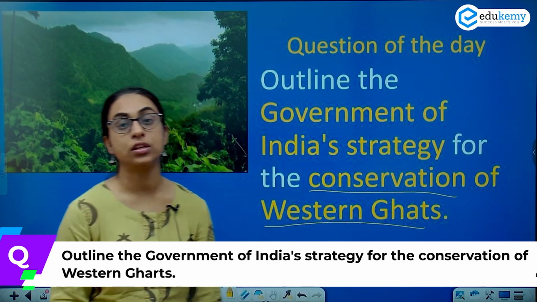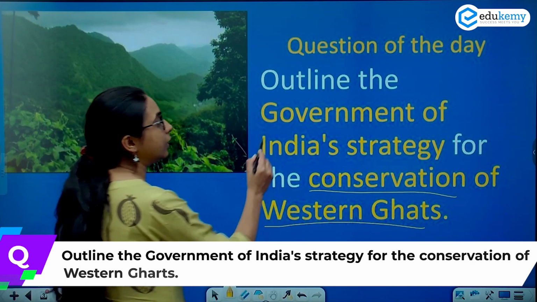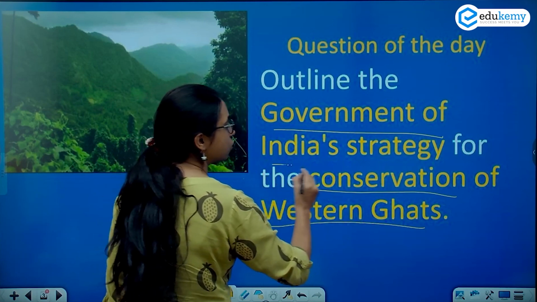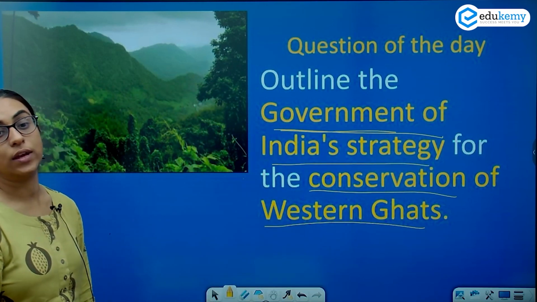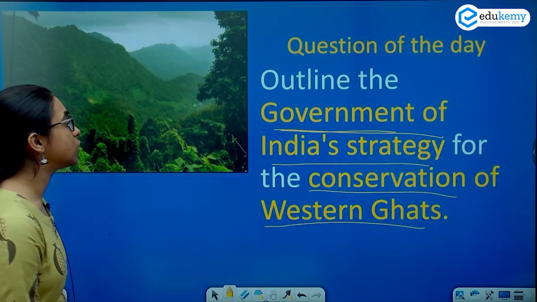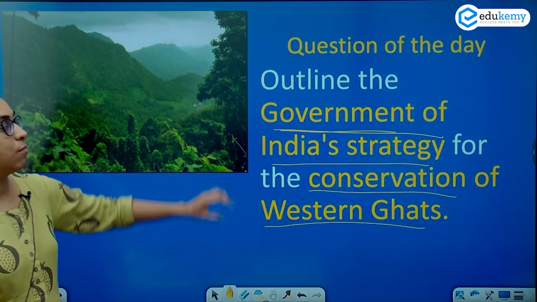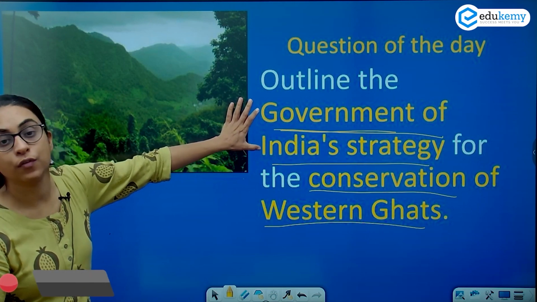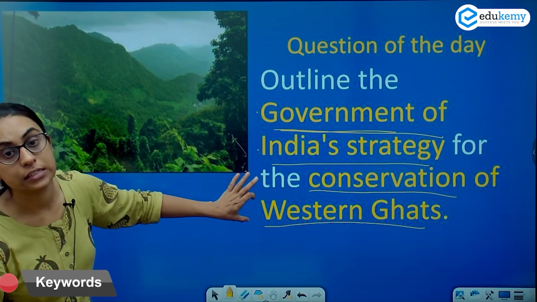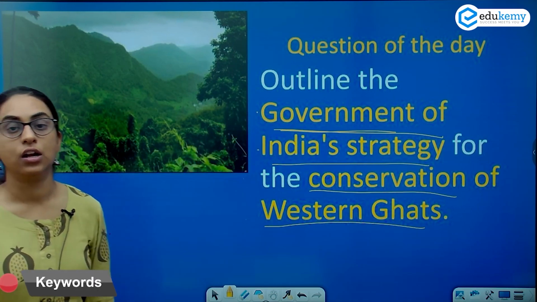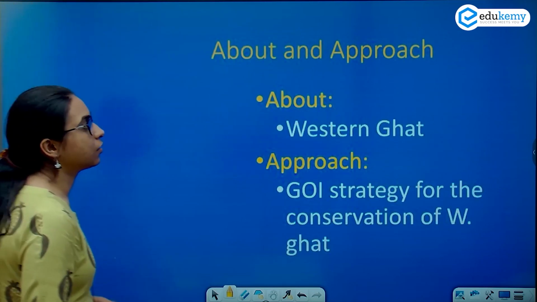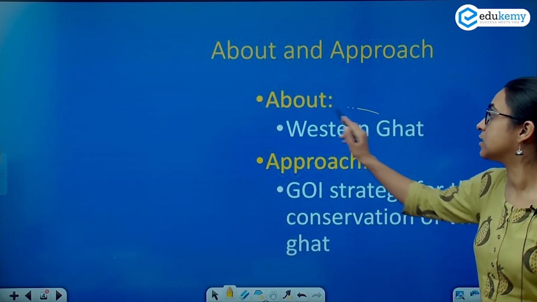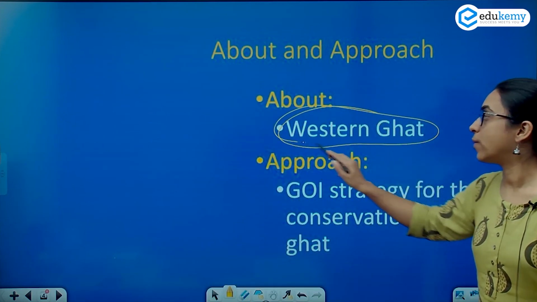And what is the question? The question is: outline the Government of India's strategy, the strategy of the Indian government to conserve the Western Ghat. Here the keywords have been marked in yellow: the Government of India's strategy and the conservation of the Western Ghat. What is the question about? The subject matter is the Western Ghat.